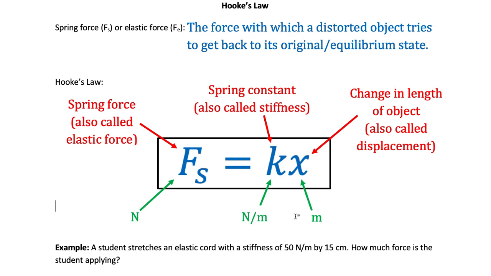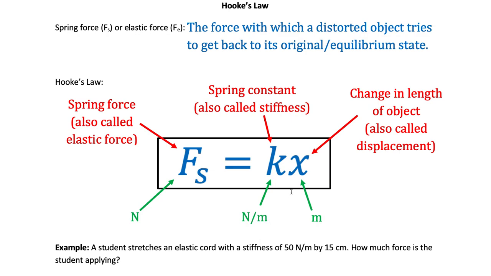If a material has a stiffness of 3 newtons per meter, that means for every meter you stretch it, it's going to pull back with 3 newtons. So if you pull it 2 meters, it's going to pull back with 6 newtons. If you stretch it 6 meters, it's going to pull back with 18 newtons. This is the number of newtons it's going to pull back or push back with when you deform it, for every meter its length changes by.